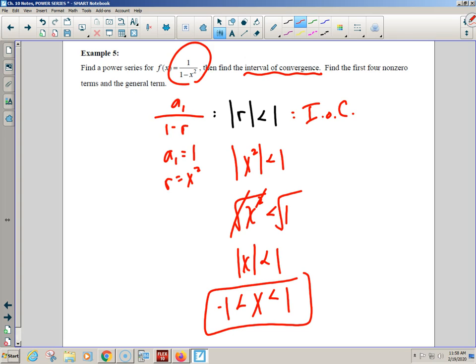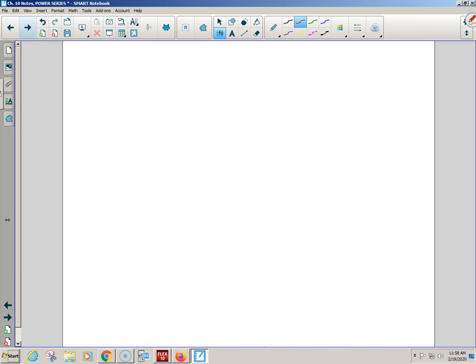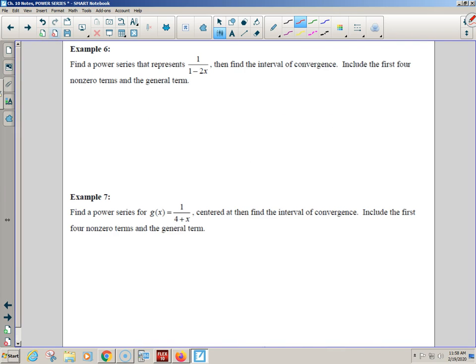Let's see if I have another example close. Oops, I counted out the page. Ooh, how about this one? We'll go back to the endeavor card in a second. We're just talking about interval of convergence.